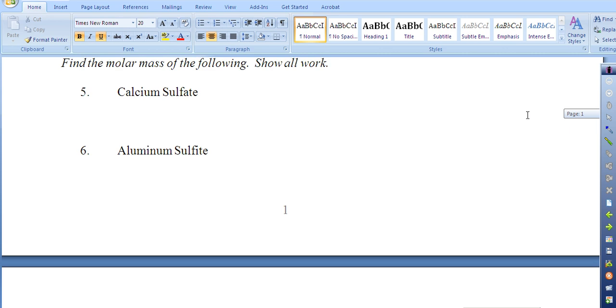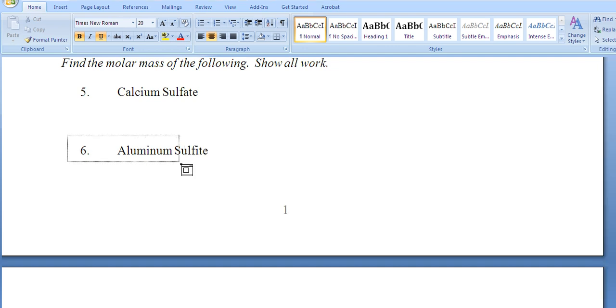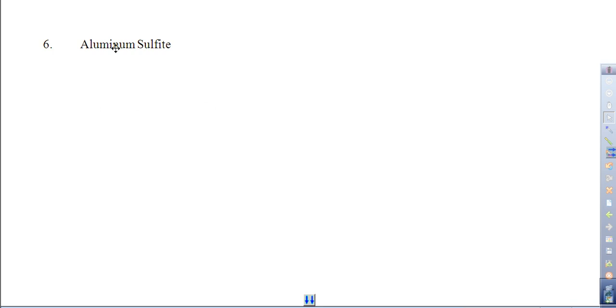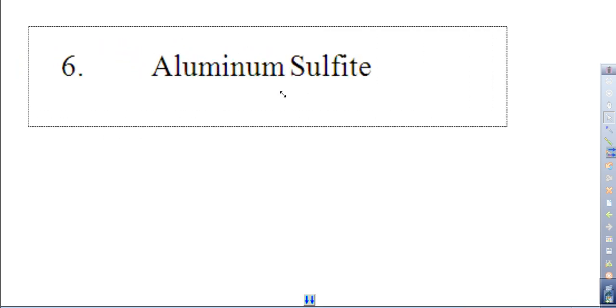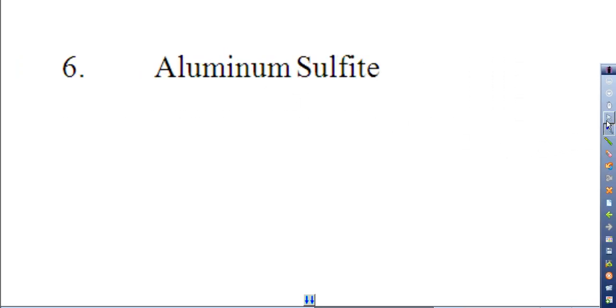I don't care about the destination, I care about the journey. All right. Now here's the other thing. I am partial to giving really hard complex problems like this one, aluminum sulfite, because it involves a lot of skill in order to solve it. First thing you got to get right is what? The formula. So what is the symbol for aluminum? And what's the charge? Plus 3.